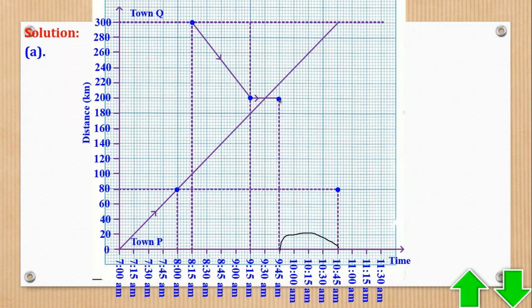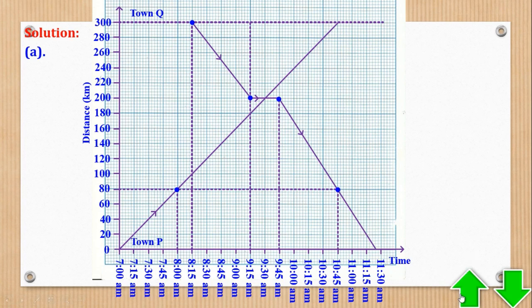So let's count. This is 20, 40, 60, 80, 100, 120. That is why you are seeing this line there. So we are going to join until he reaches town P. So let's do that using a ruler. Okay, I think that is it. So we are done with the graph.